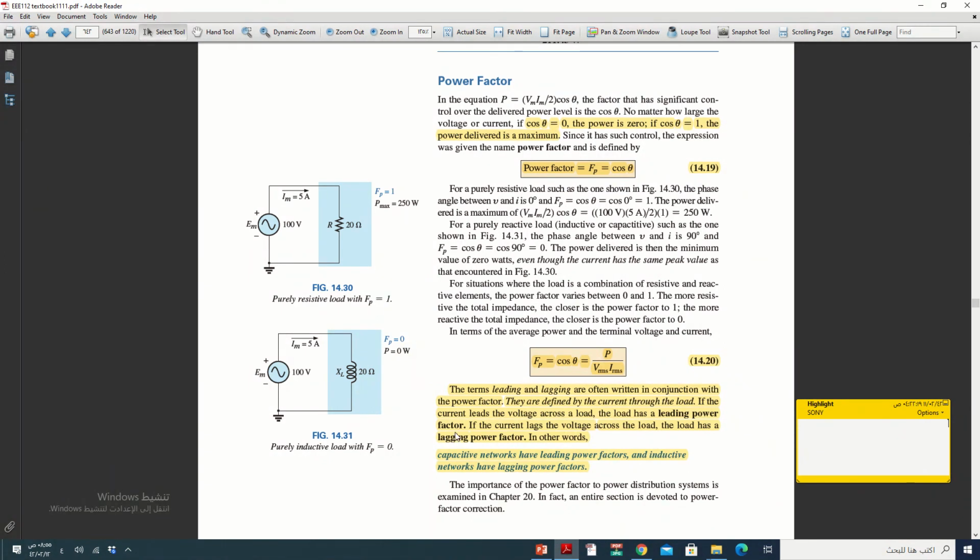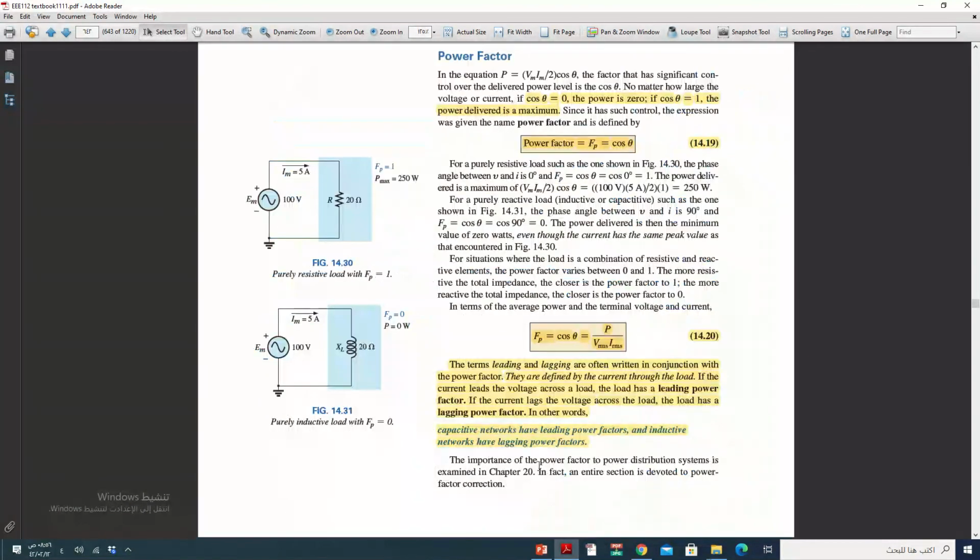So always when you write a power factor, for example 0.5, 0.6, 0.4, you need to write directly whether it is leading or lagging. I will understand from leading or lagging that if you say leading, the current leads the voltage. If you say the power factor is lagging, the current lags the voltage. Our reference is the current here, always in the power factor. The capacitive network has a leading power factor, and the inductive network has a lagging power factor.